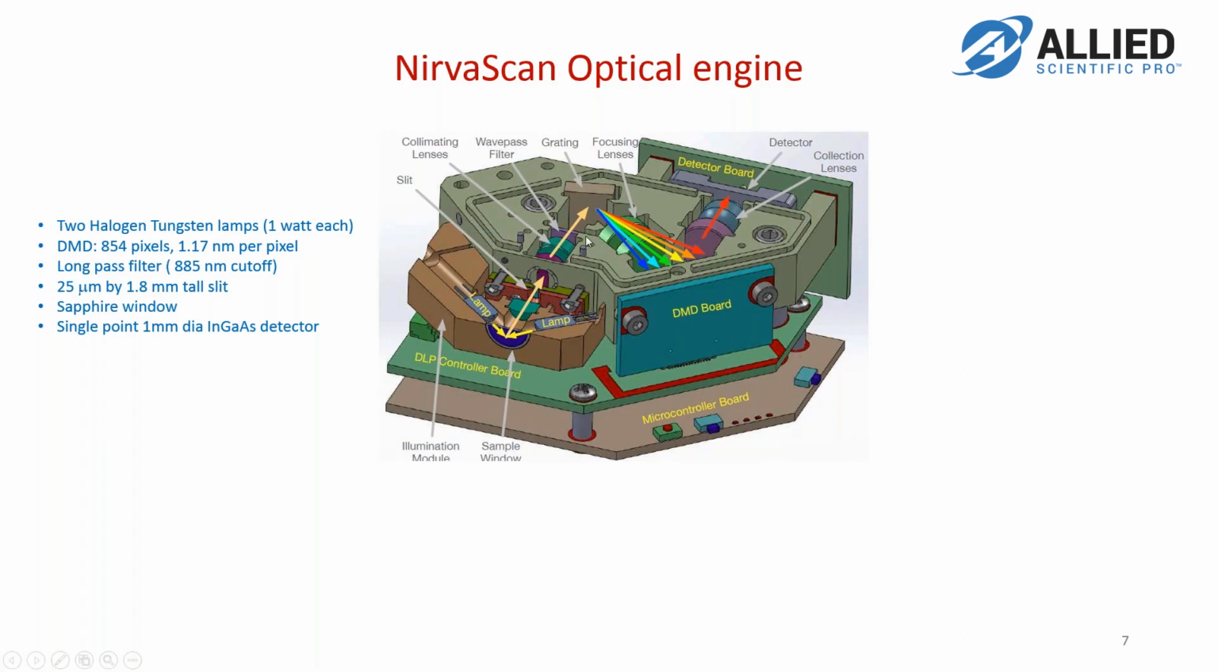basically a long pass filter here at 885 nanometer that cuts off all the wavelengths below 885 nanometer. There's a slit, which is 25 micron by 1.8 millimeter tall. And you can see the DMD board here, the diffraction grating, and then some focusing optics. And the single point detector would detect the radiation.